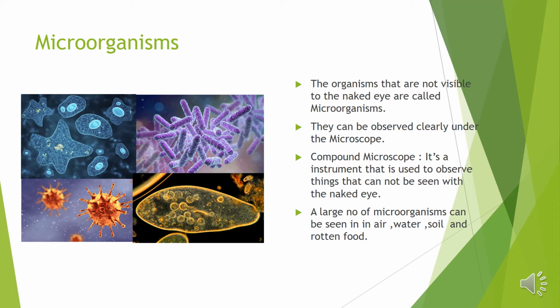Okay, and they can be observed clearly under the microscope. You can observe them under the microscope only. Okay, and then the compound microscope. What do you mean by this compound microscope? What is this microscope, right? It is an instrument which is used to observe the things that cannot be seen with the naked eye. When you try to see something with your normal eyes, you can't see it. But when you keep these specimens under the microscope and observe, you will be able to see this because of the lenses that this instrument has.